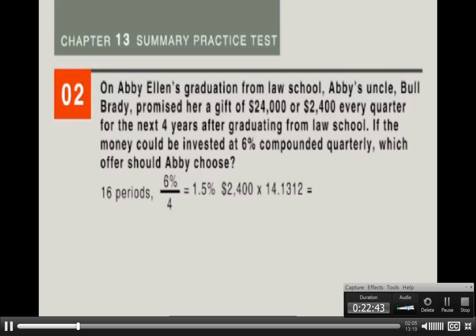So you take 2,400 times the present value of annuity factor, and basically the uncle would have to put in the bank today $33,914.88 to take this stream of money out for Abby. Well, some people don't like to use present value of annuity, so there is another way of doing it.